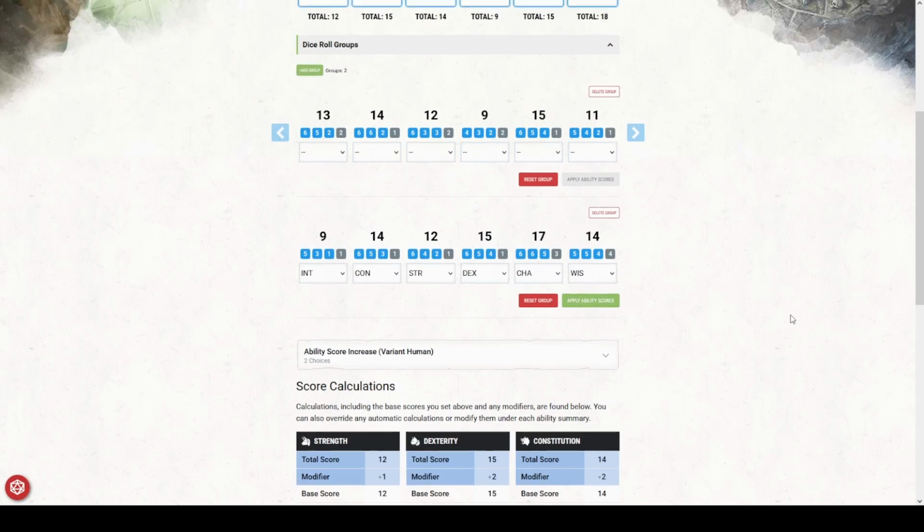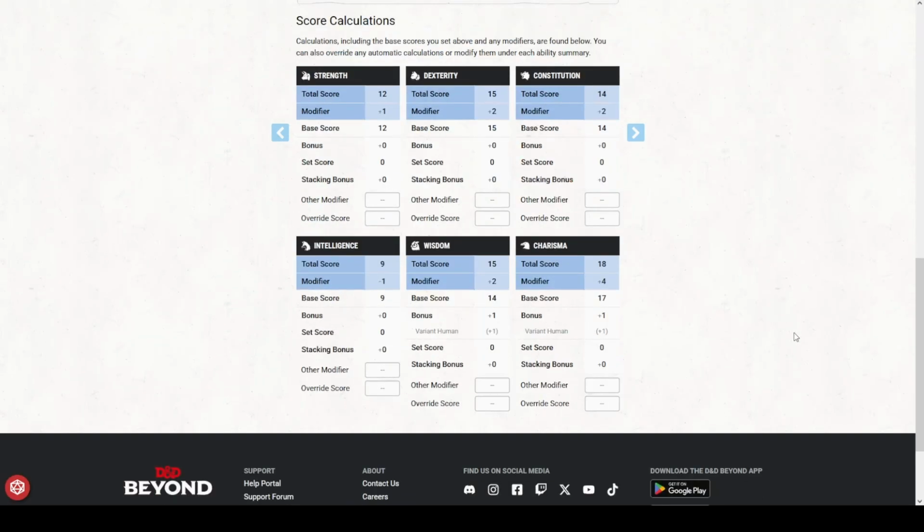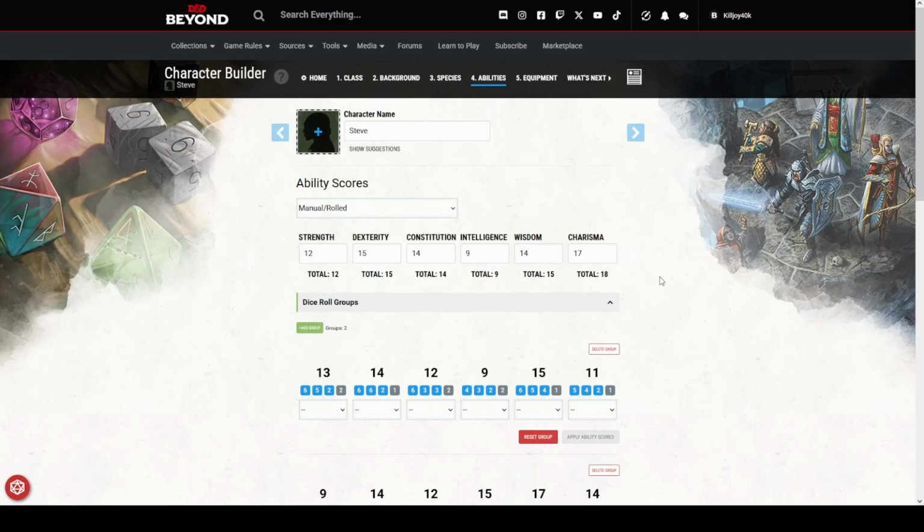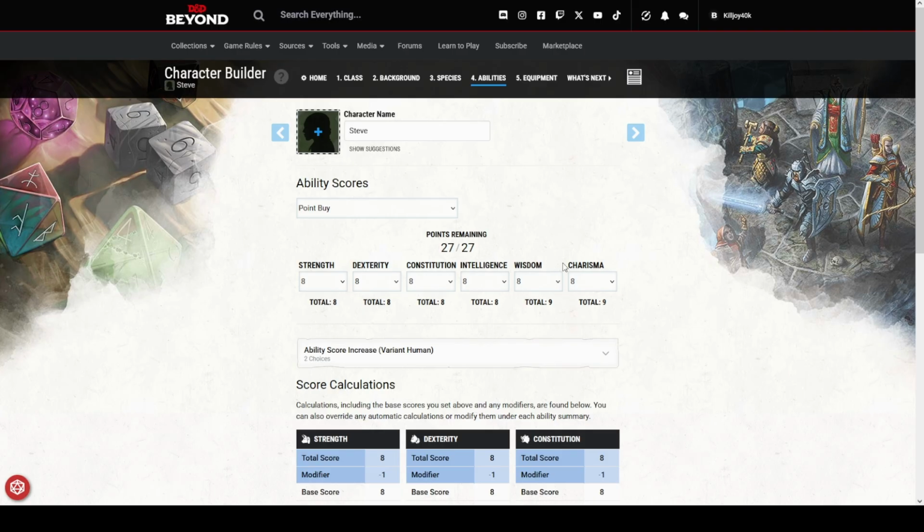And we apply the ability scores. Boom! And it renders down here. This means that we can use our Bardic Inspiration 4 times now instead of once. Our Vicious Mockery does +4 damage, which is great. This is manual roll. Most DMs are going to make you pick point buy.